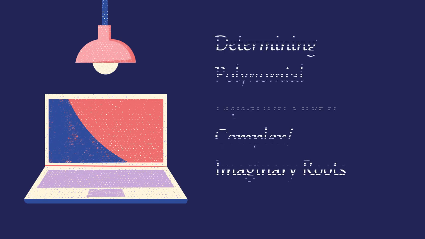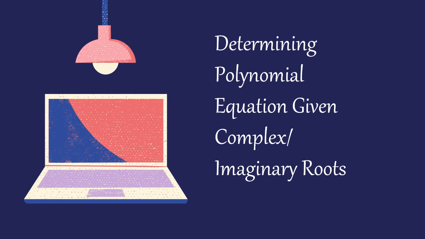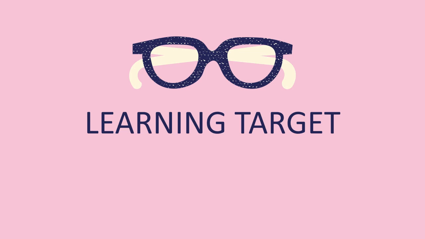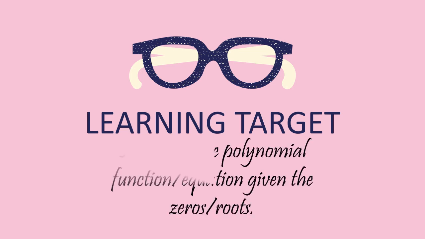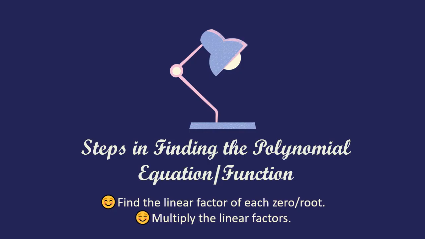Our topic for this video is all about determining a polynomial equation given complex or imaginary roots. So, the learning target: after watching this video, I hope everybody can find the polynomial function or equation given the zeros or roots. So, first of all, what are the steps in finding the polynomial equation or function?